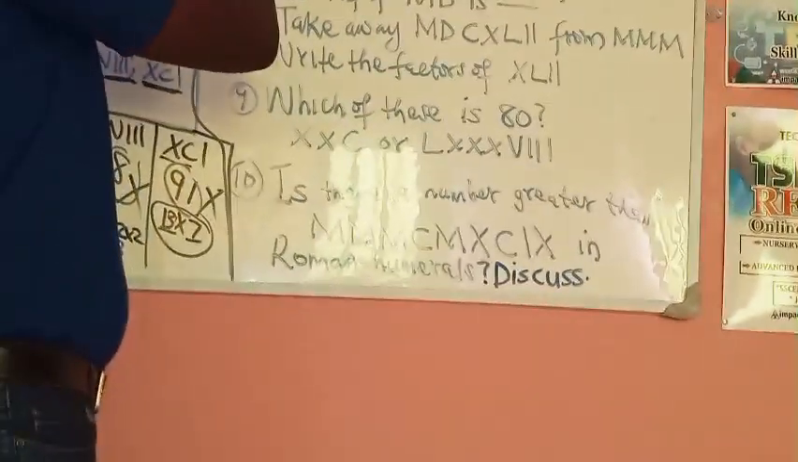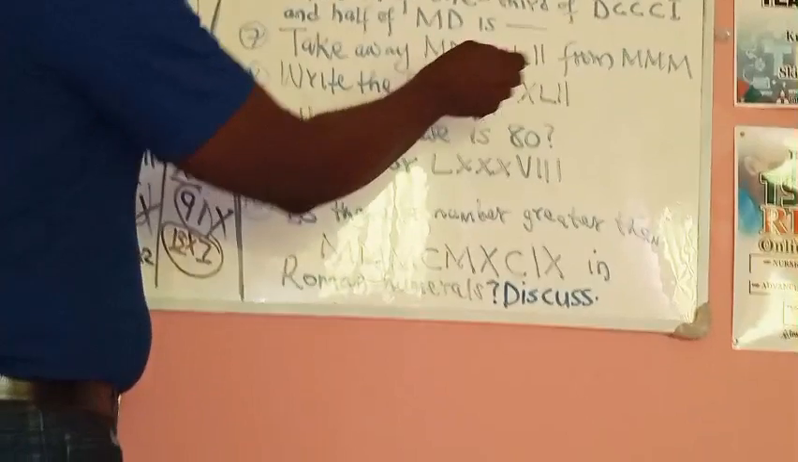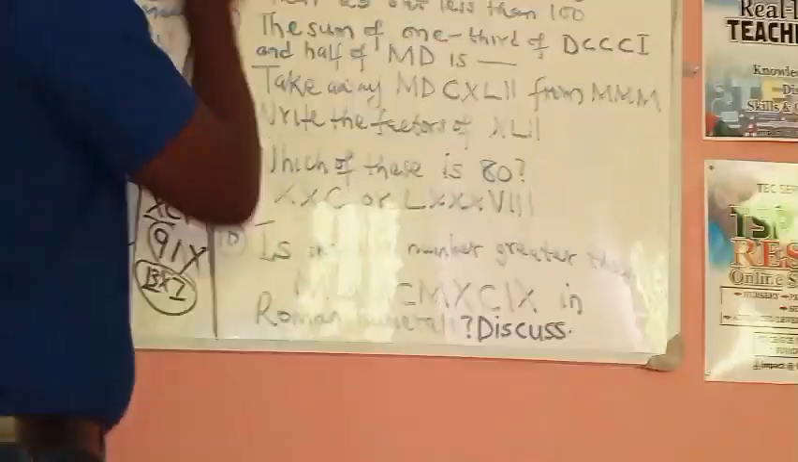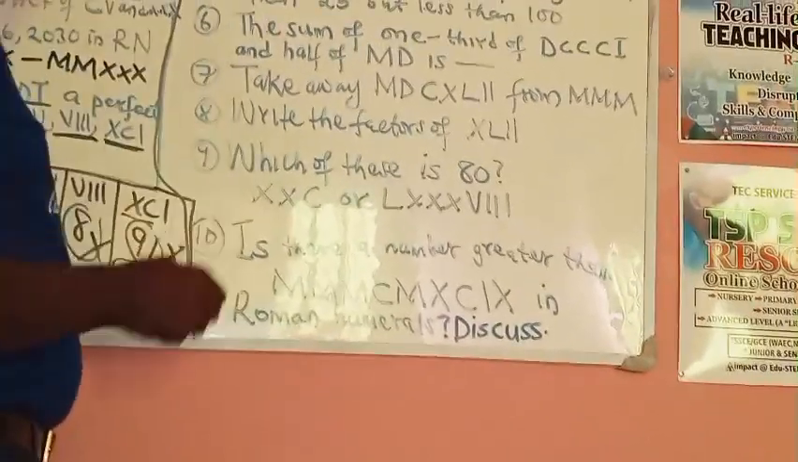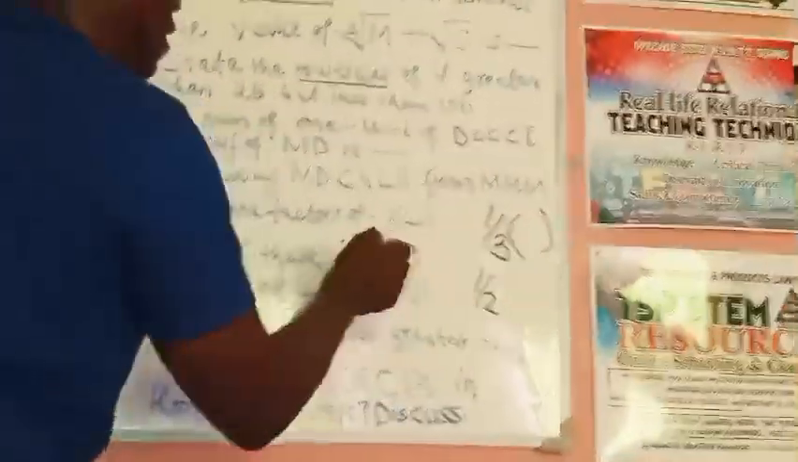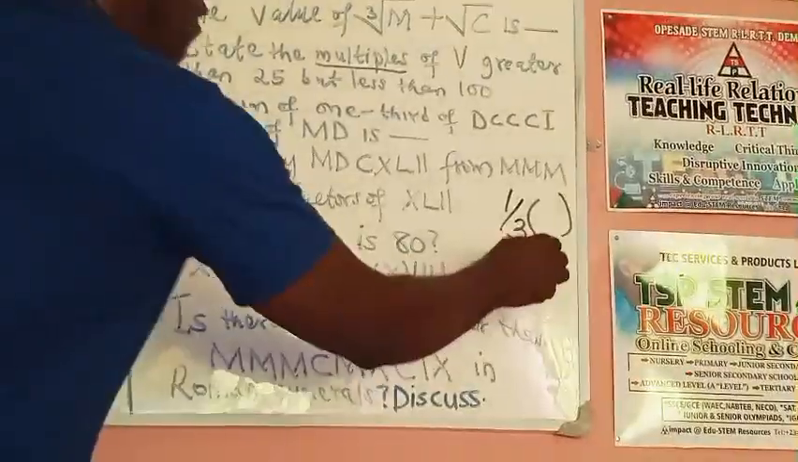Now, the sum of 1/3 of this CCCI and half of MD. 1/3 means 1 over what? Of this number, you convert this into Arabic. You add it to half, which means 1 over 2. 1/3 means 1 over 3. So 1/3 of this number, you get it when you convert it to Hindu-Arabic. Half of this number, you get it and you add the two together.